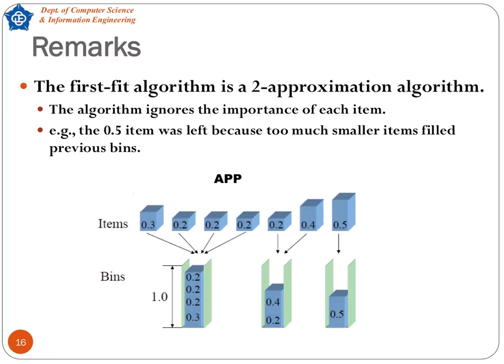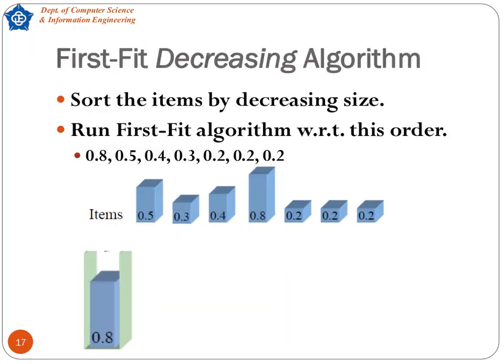The previous slide showed how the standard First Fit algorithm can sometimes lead to suboptimal packing by not prioritizing larger items. So, how can we improve upon that approach? This slide introduces an important refinement, the First Fit Decreasing algorithm. The process is quite intuitive, involving two straightforward yet crucial steps. First, you sort all the items by decreasing size, from largest to smallest. Then, and this is the key difference, you simply run the standard First Fit algorithm using this newly sorted order.